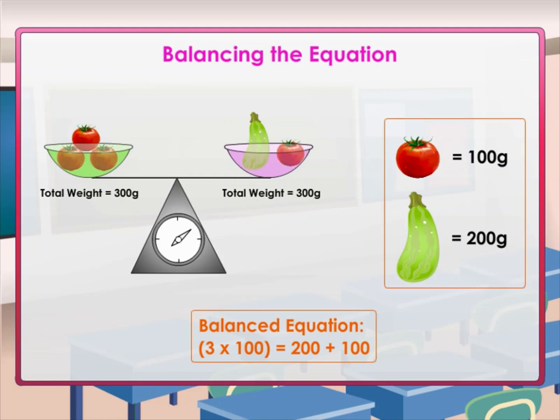Only if the values on the left side and right side are the same, we can say an equation is balanced. Therefore, 3 times 100 grams is equal to 200 plus 100 grams is a balanced numerical equation.